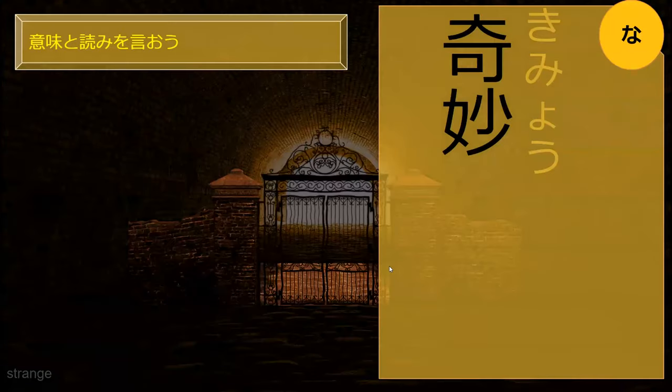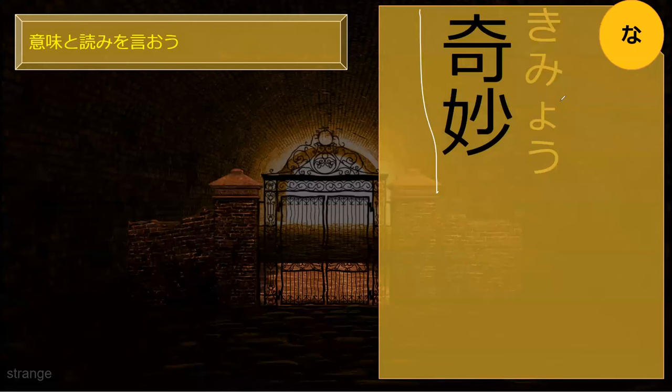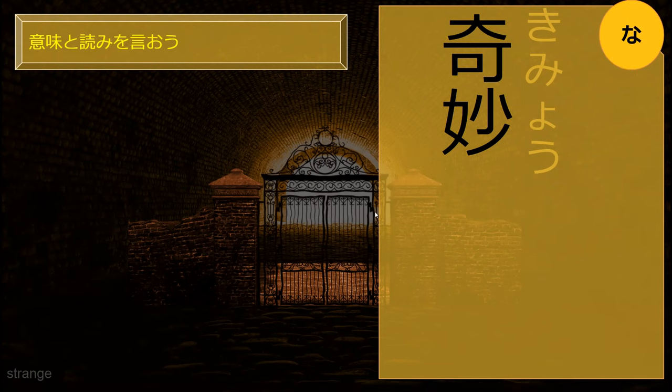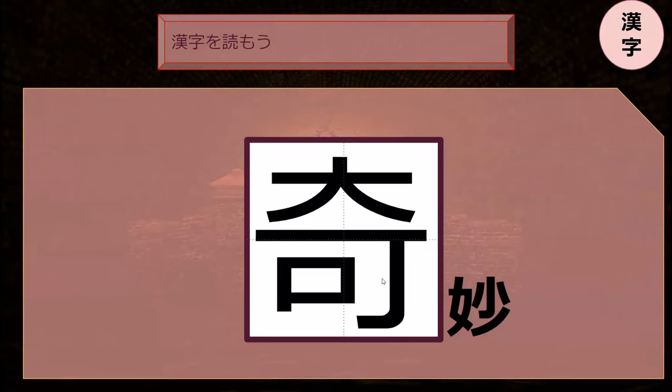Kagiana, kimyo. This is myo, not mi yo. It's small yo. Anyway, this is a na adjective that means strange. Kimyo. And this is very common in the books I read for some reason. It ends with myo. Do you know what it started with? Ki. Kimyo. What does kimyo mean? Strange. Perfect. Can you read this example sentence for me?